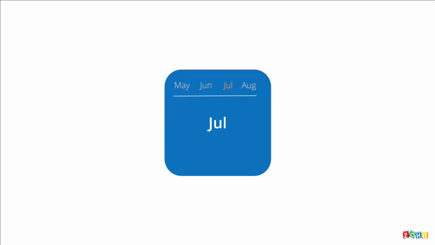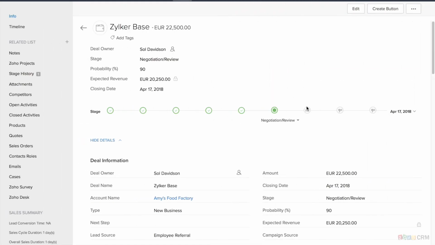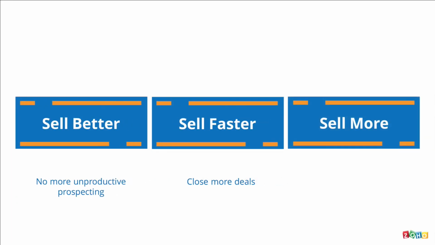So let's fast forward by a couple of months, and Zilka has won another bulk order from Amy's food factory. So effectively, you would be selling more. You're driving repeat sales through this integration. So there you have it. Those are the three main benefits you would derive by integrating Zoho CRM with Zoho Desk. Sell better, sell faster, and sell more.